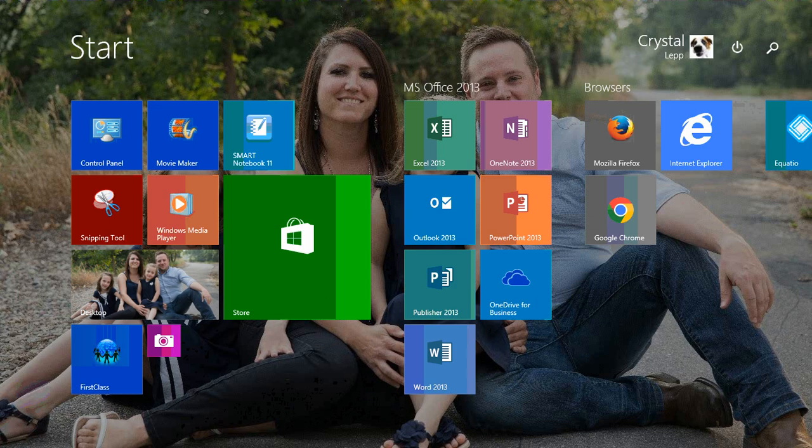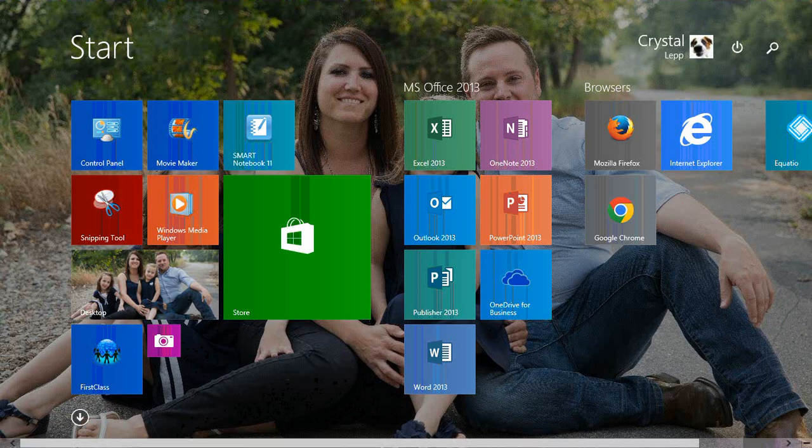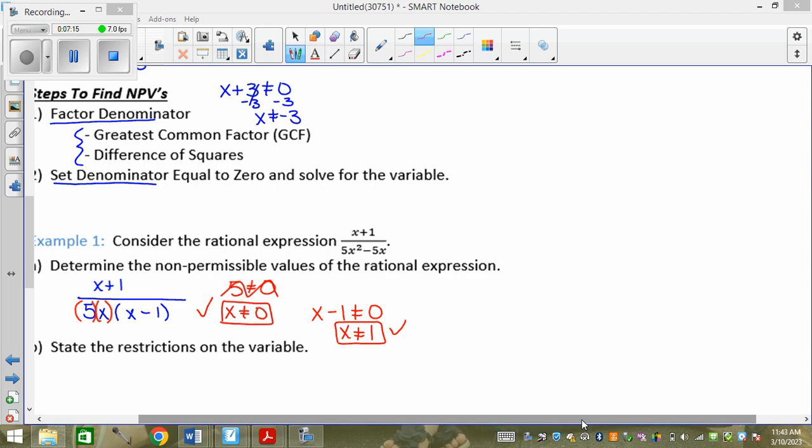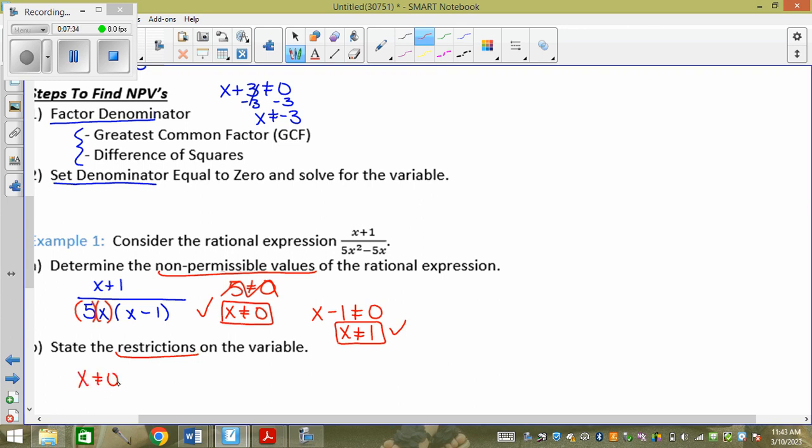All right. So now that's the non-permissible values. Now it says state the restrictions. Why did I write these as two separate questions? To prove a point. Restrictions and non-permissible values mean the exact same thing. So my restrictions are x can't equal 0, comma 1. I can just put them together if I want. This and this, interchangeable. Same word. I know it's not the exact same word, but it means the exact same thing.